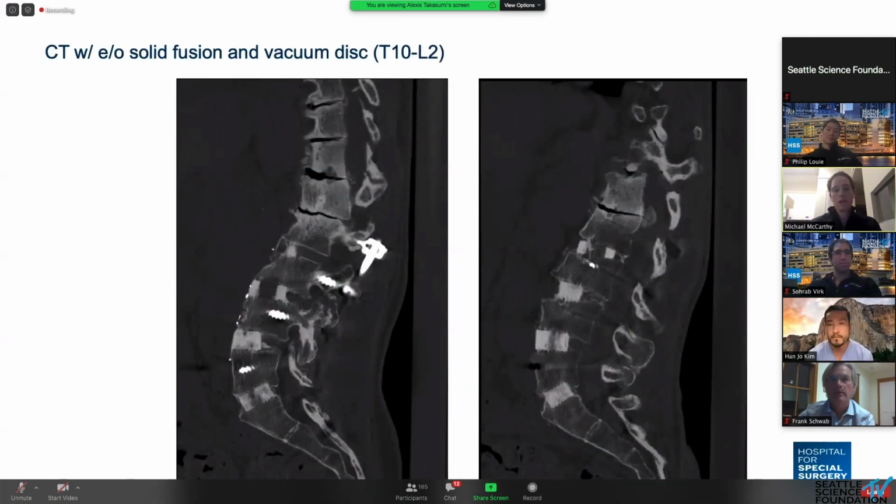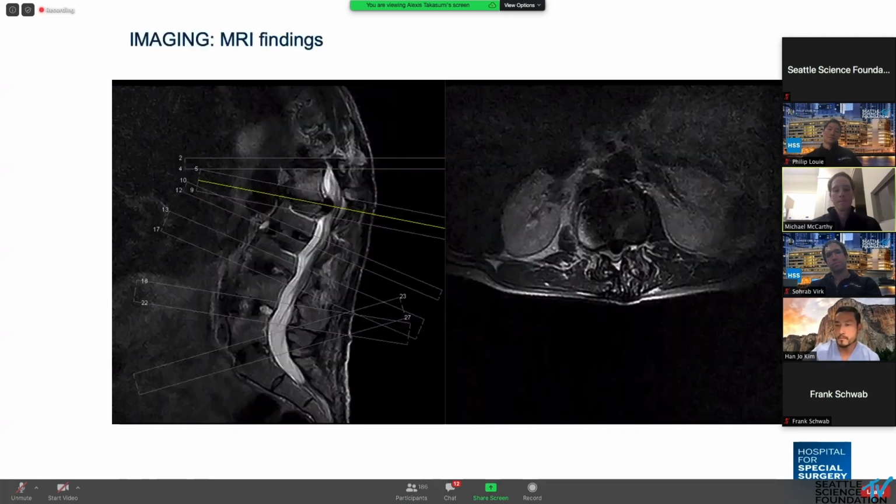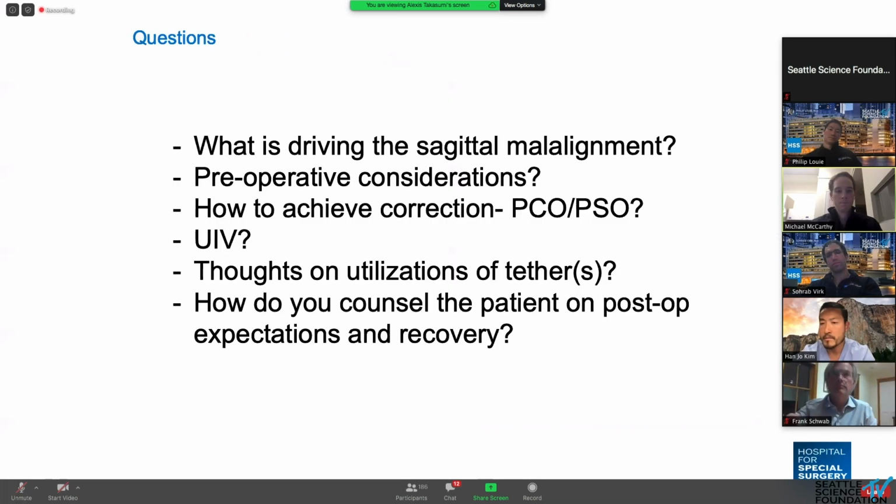And then I've also included her CT films here, mostly to demonstrate that she has no evidence of any non-union, no evidence of screw loosening. She does have some vacuum disc phenomenon above her prior construct at L1-L2, and also T12-L1 and T11, and all the way up to T10. Here's probably the most significant finding on MRI that we found, L1-L2, the significant disc here with central and severe stenosis causing some of the radicular symptoms that she is having on exam.